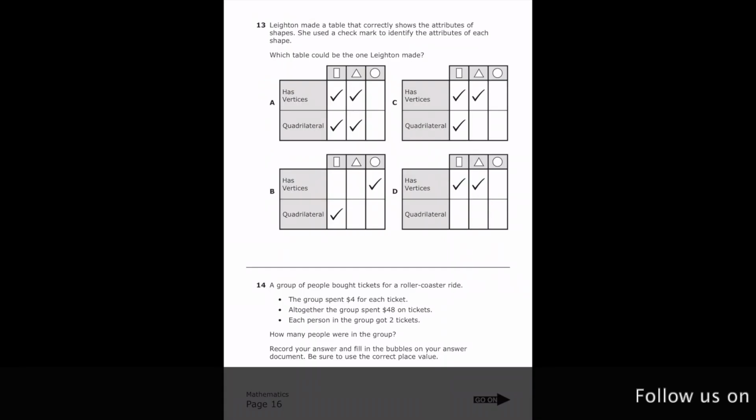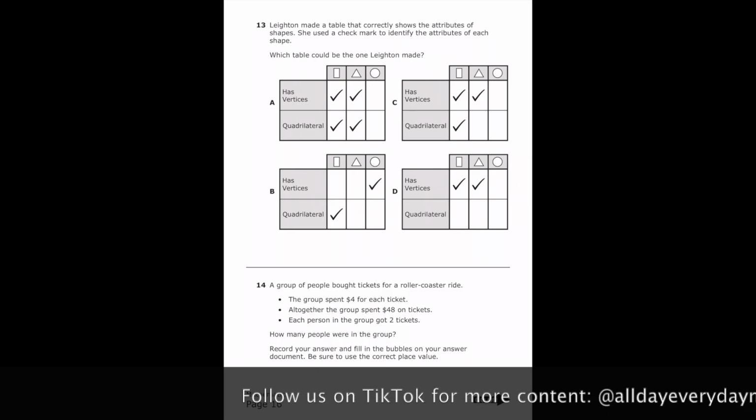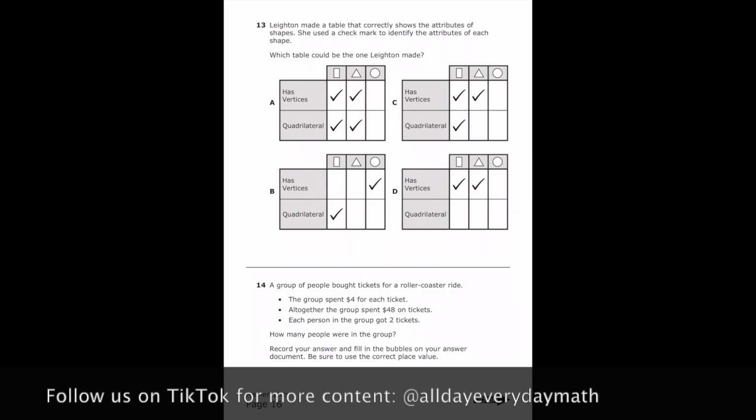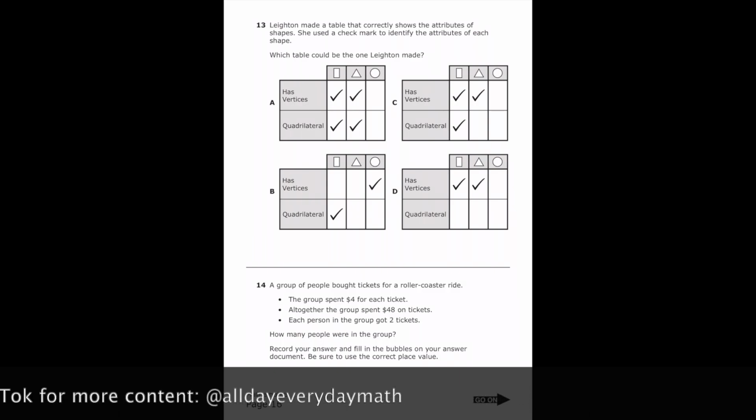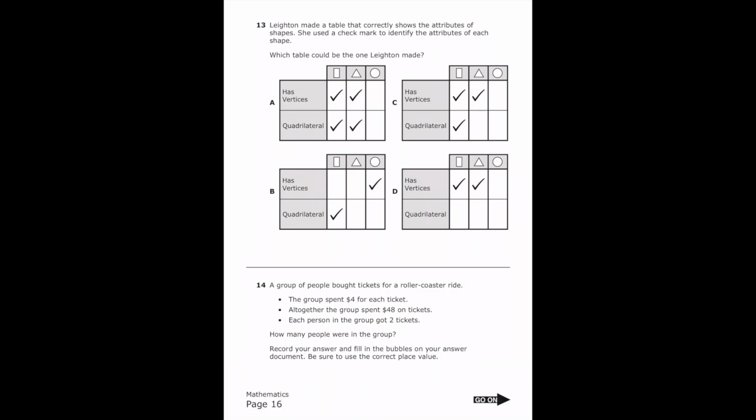Number 13, Layton made a table that correctly shows the attributes of shapes. She used a check mark to identify the attributes of each shape. Which table could be the one Layton made? So each answer choice is talking about vertices, which is like points on a shape, and quadrilateral, which means 4 sides. Okay, so let's go ahead and check each of these answer choices.